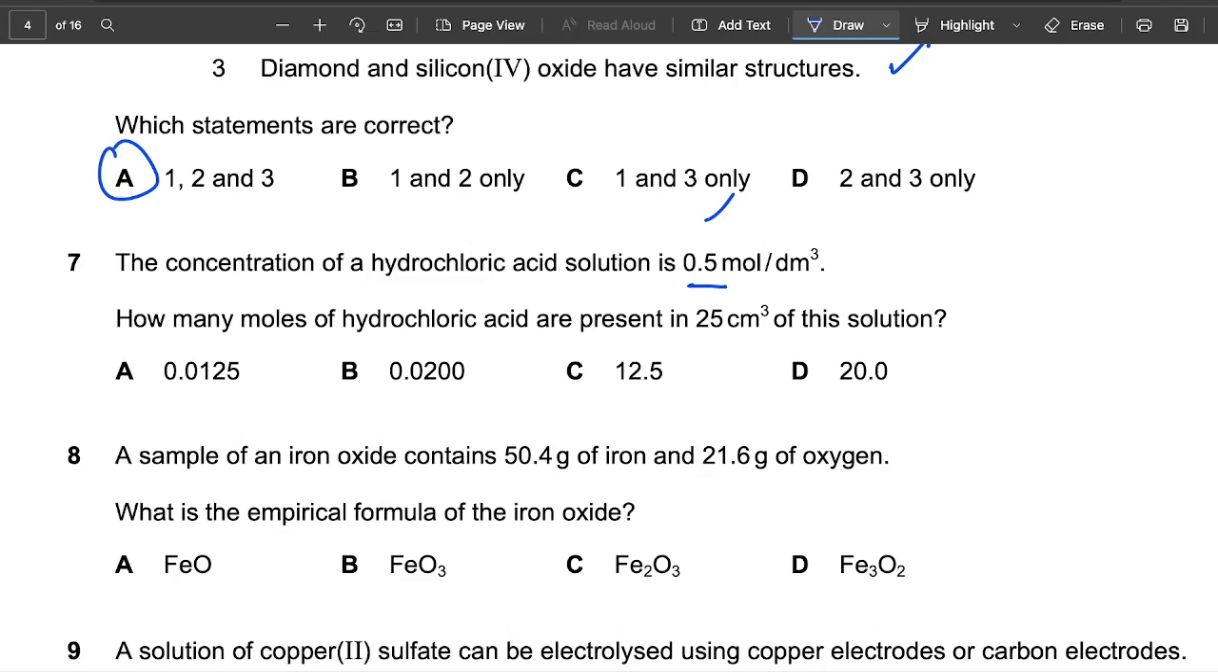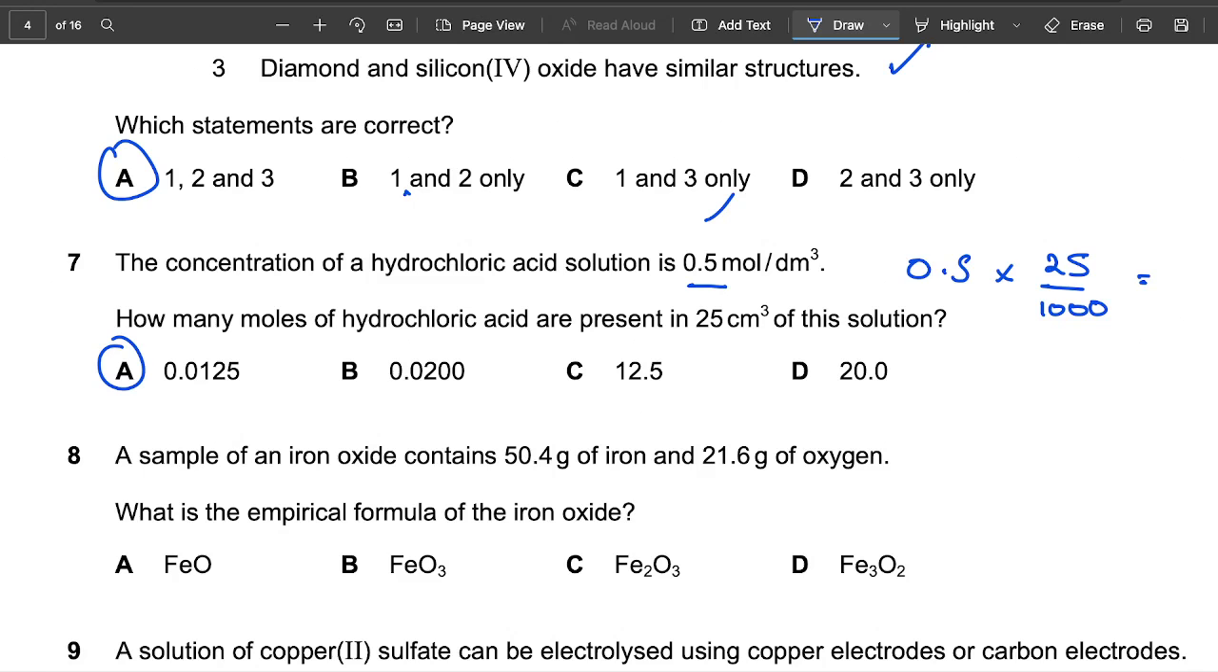So we know the formula. The formula says moles equals the concentration times the volume, and this will be in dm cubed. So I'm going to use my calculator. 0.5 times 25 over 1000, which will give me 0.0125, which is A right here. So 7 is A. Move on to the next question.